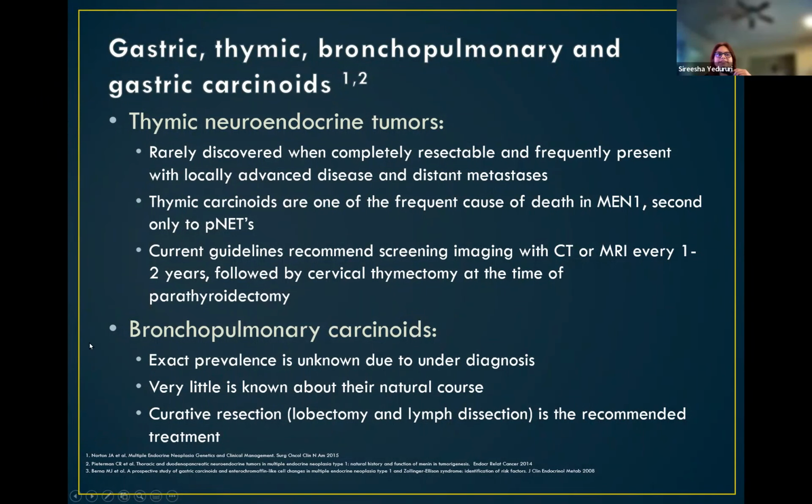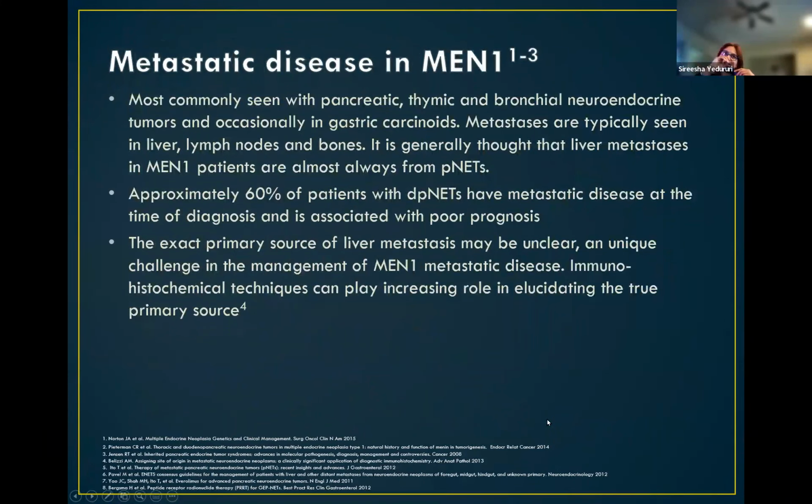Bronchopulmonary carcinoids, the exact incidence, the exact prevalence is unknown. And very little is known about their natural history. Usually the patients end up getting curative resection like lobectomy or lymph node dissection. So all these patients have so many lesions and so many tumors.